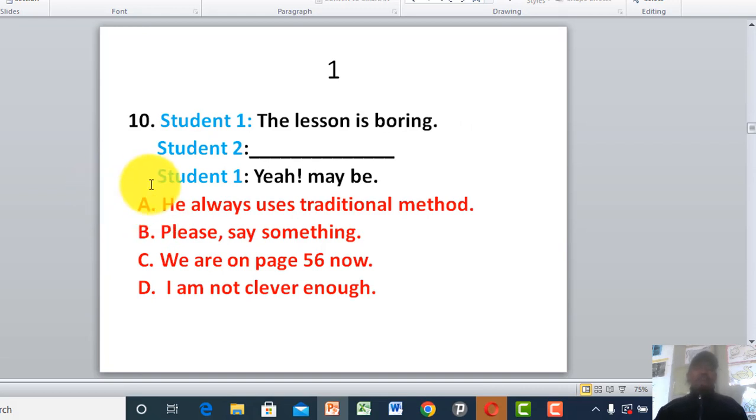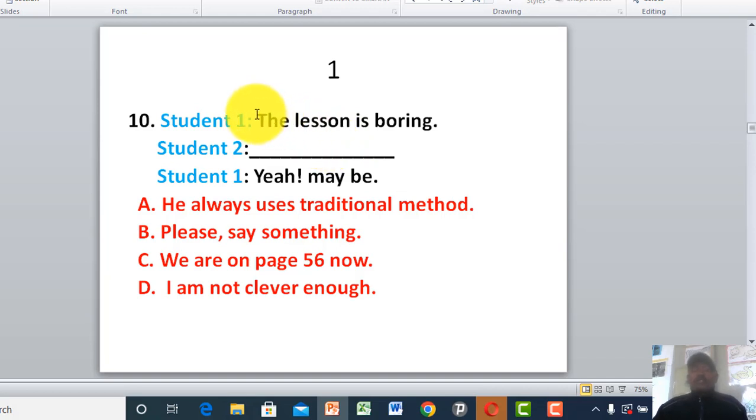Question number 10. Look here. Student 1 and student 2. The lesson is boring. Yeah, maybe. So what is the expression from student 2? He always uses traditional method. Yeah, maybe. The lesson is boring. You need to know, yeah? The lesson is maybe boring.